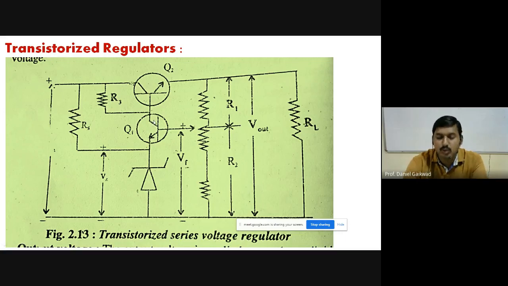For that, you should know the working of a transistor. Now check carefully. Here we have 2 transistors, Q1 and Q2. We have the connection from the positive and negative. This is the unregulated power supply. The power supply consists of the transformer. Once again, we have the transformer, rectifier, and filter.